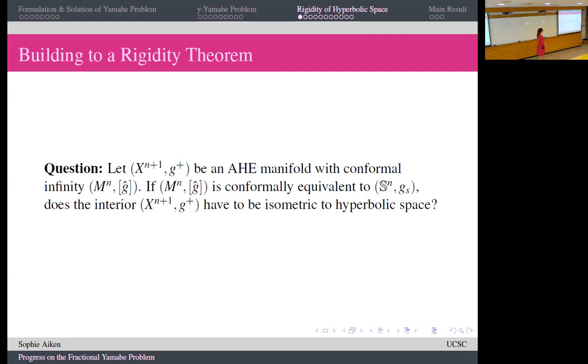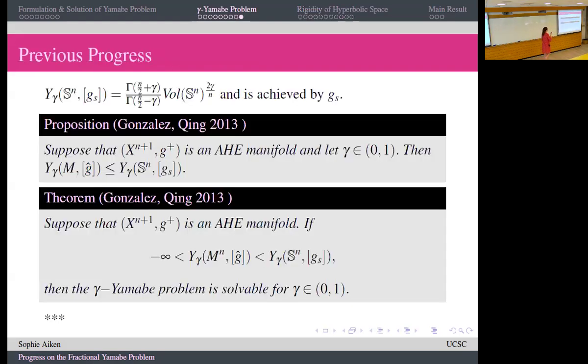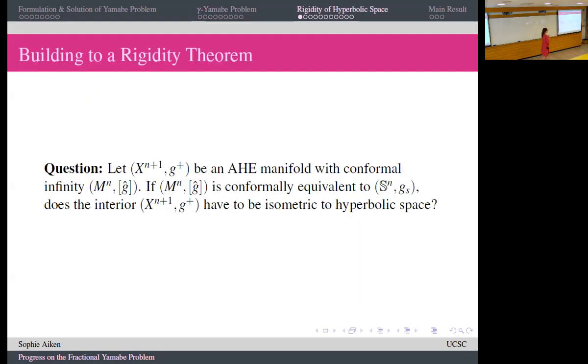So now going forward, we want a way to handle, as before, the case when this fractional Yamabe constant is equal to that of the sphere. So we're going to tackle this from a rigidity point of view, where we have this question: if I have an asymptotically hyperbolic Einstein manifold as my filling in, and I know that my boundary is already conformally equivalent to the sphere, does that require that my interior be isometric to hyperbolic space? So does knowing something about the boundary require rigidity of what the interior actually is?